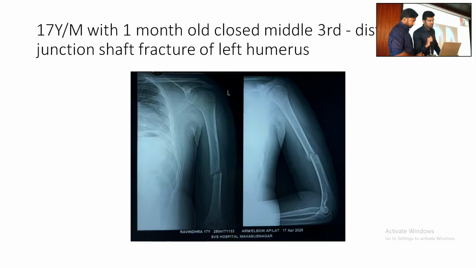17 years male with 1 month old closed middle third shaft fracture of left humerus, sir. It is a delayed union, sir. We had seen the callus at the fracture site. Attempted callus is present, sir. 1 month old, sir. Call it as delayed union. Attempted union. It is already showing reasonably good amounts of callus in 4 weeks.